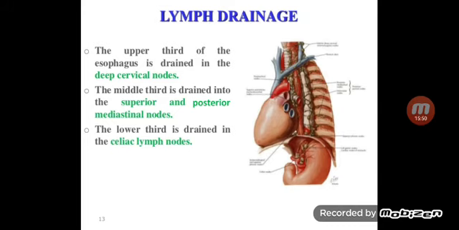The lower third drains into the lymph nodes and lymphatics along the left gastric blood vessels and celiac lymph nodes. So this is for the upper third, deep cervical lymph nodes; middle third, superior and posterior mediastinal lymph nodes; and finally, the lower third drains to the lymphatics around the gastric blood vessels and celiac lymph nodes.